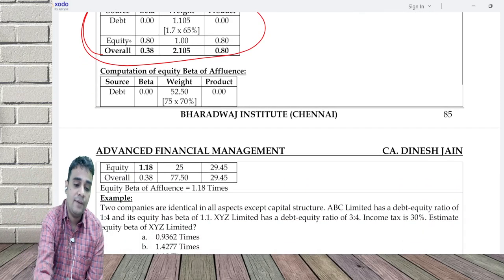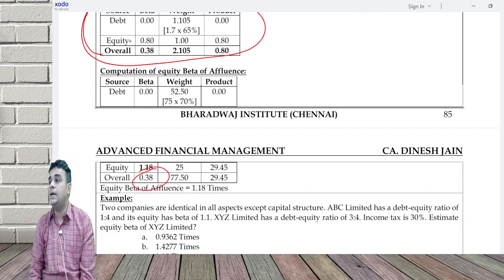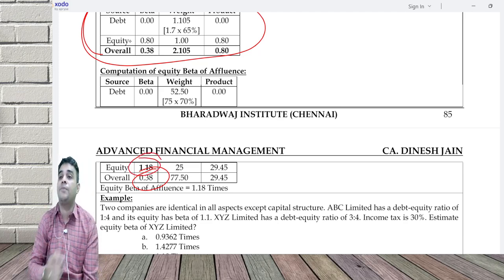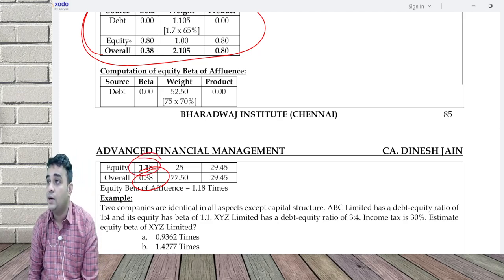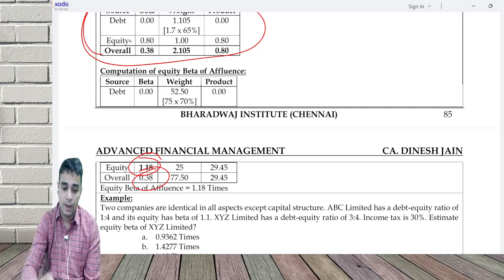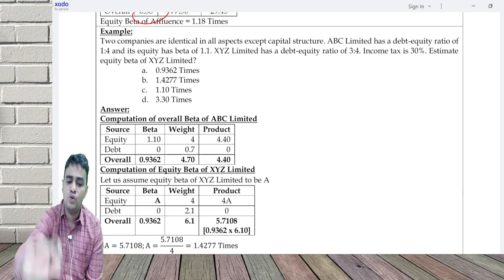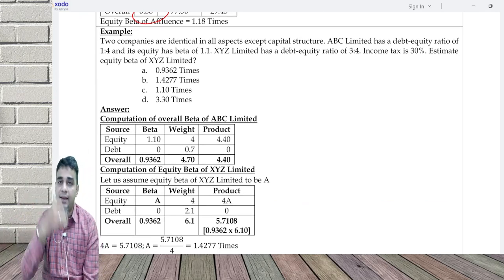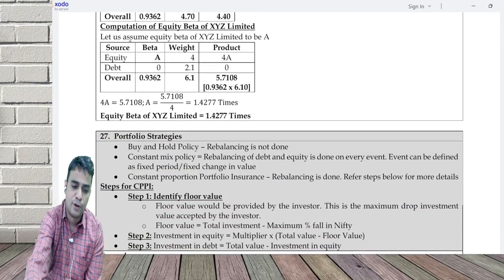Same beta I'll copy in my company, and the balancing figure is the equity beta of my company, which is 1.18. Similar thing you will do from the other side and then come to your company and then get it. We'll see problems. So for the timing, just be clear on the thought process.